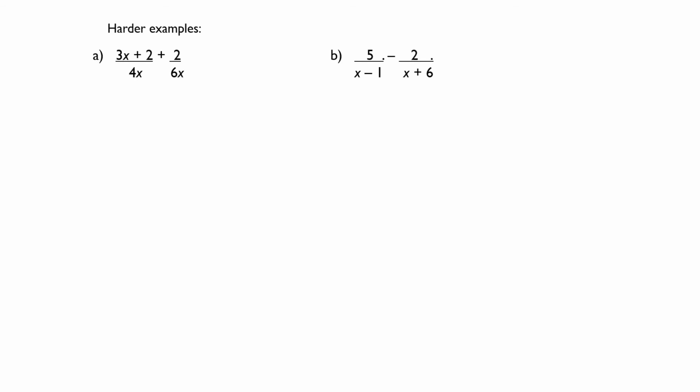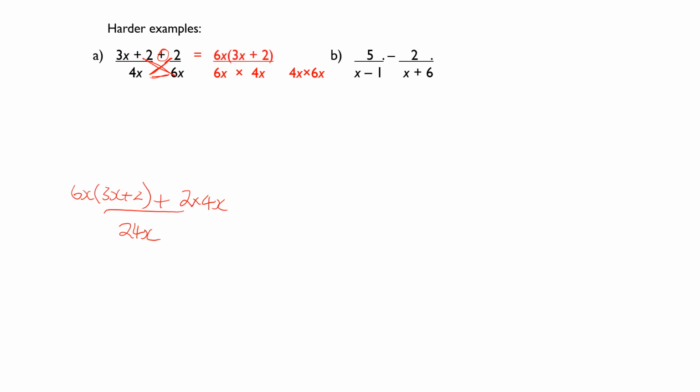So here's some harder examples. Again, probably for this one, I'll work through it. So 4x times 6x is 24x squared. Okay, then do your cross multiplication. So 6x times 3x plus 2. We'll just write it out like this first. Okay, and you've got a plus in the middle, and then you go the other cross multiplication. So it's 2 times 4x. And then I'll show you through the working there.